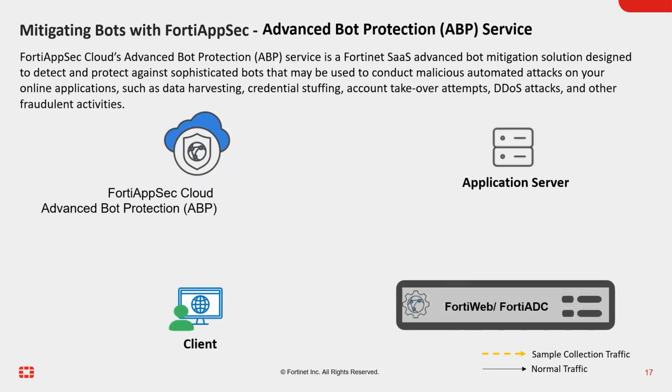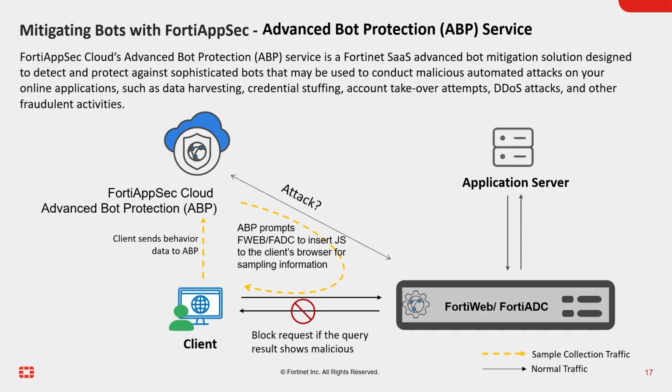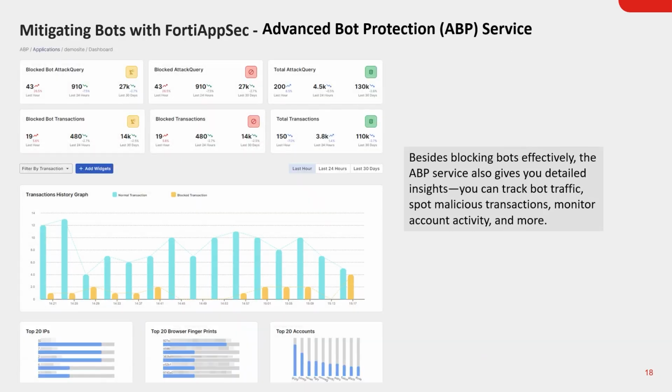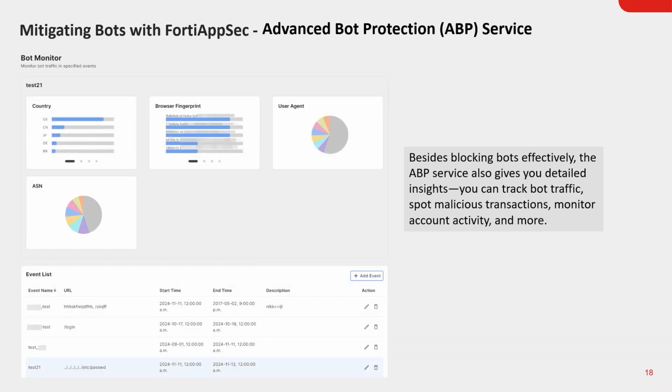Advanced Bot Protection is also designed to seamlessly integrate with on-premises FortiWeb and FortiADC devices. In this setup, the on-premises device injects JavaScript into the client's browser and forwards the collected information to ABP for analysis. Beyond effective bot blocking, the ABP service provides detailed insights, track bot traffic, identify malicious transactions, monitor account activity, and more in the Advanced Bot Protection module on the FortiAppSec portal.